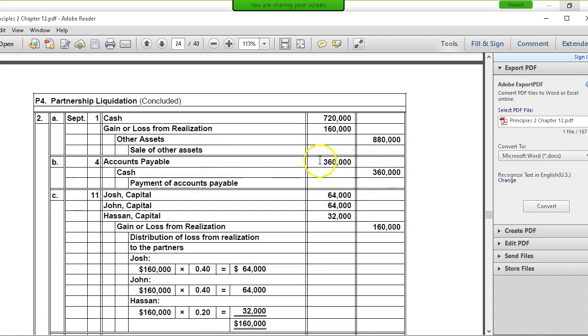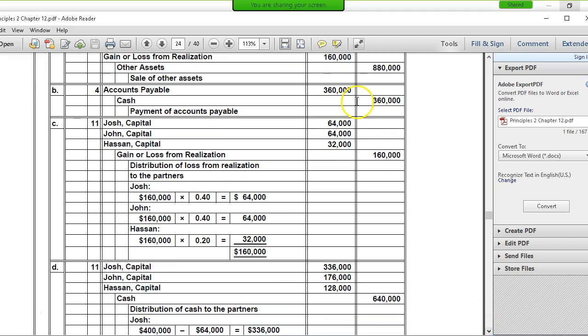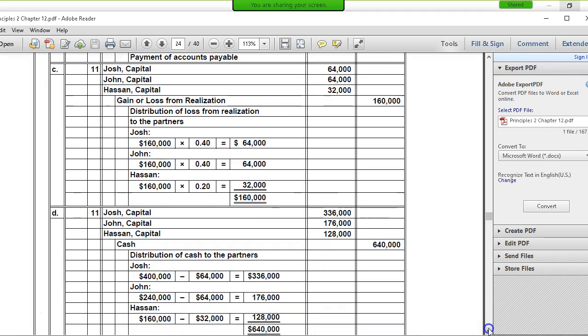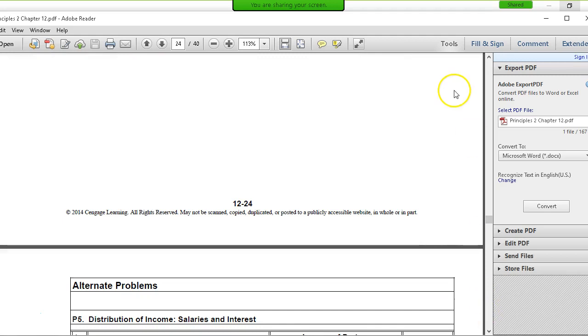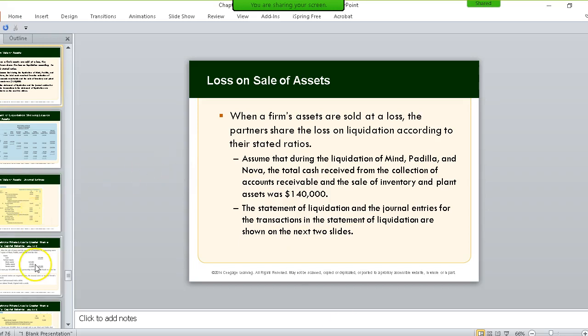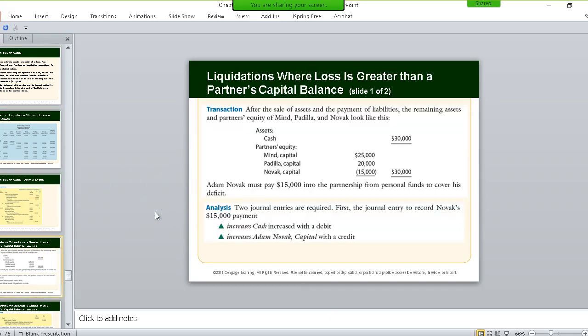So we debit our accounts payable, we credit our cash. We distribute the loss, 40%, 40%, and 20% by reducing the capital accounts, that loss. Then from there, the distribution of cash. We have $640,000 of cash that we can distribute, and each of the capital accounts is zeroed out there. So in a nutshell, we have pretty much handled everything that I want to cover for this chapter.